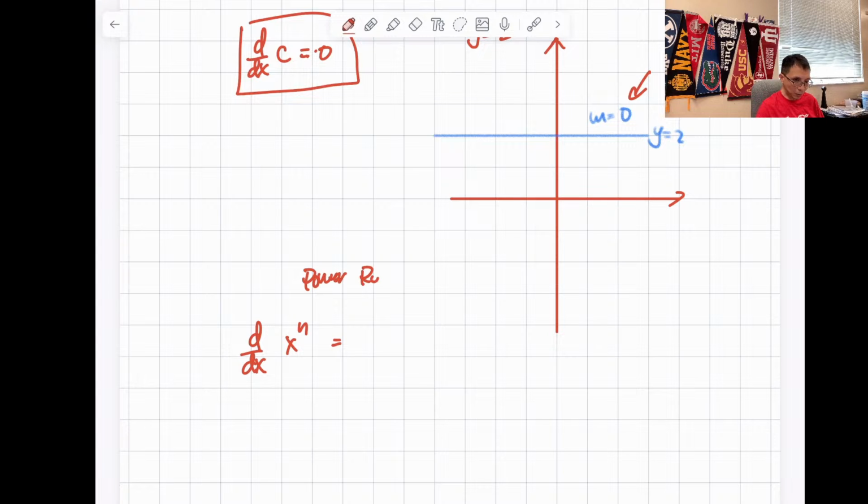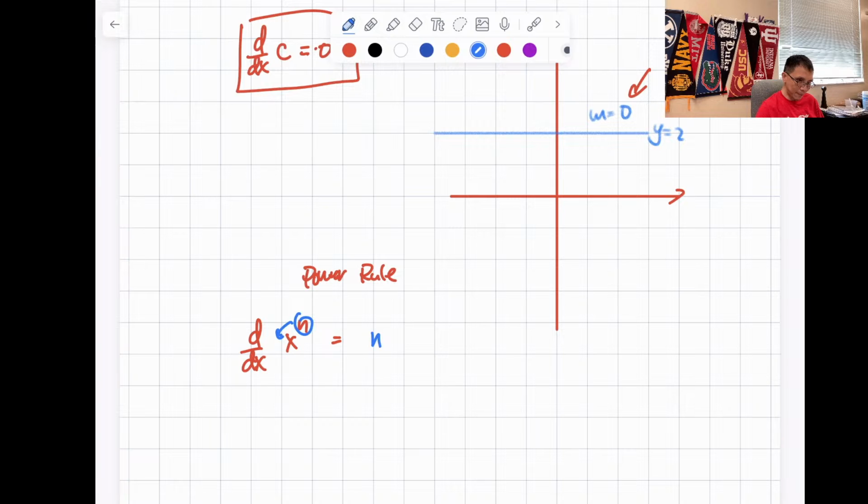The power rule says to drop the n to the front, and then n minus 1. So there's going to be n x to the n minus 1. Make sure you subtract 1 from the power, and the power becomes the coefficient. That's pretty much it.